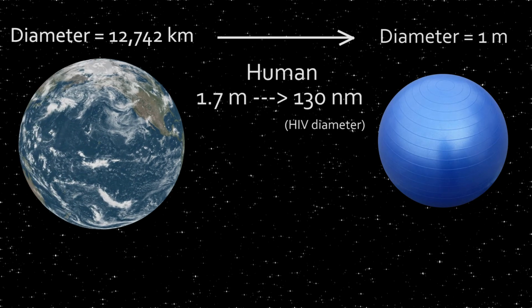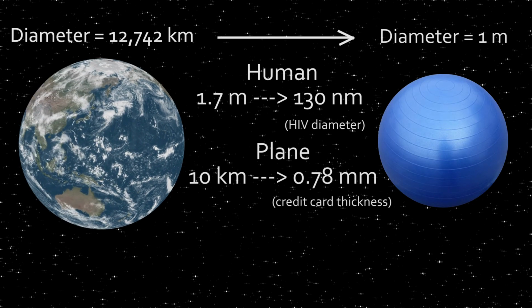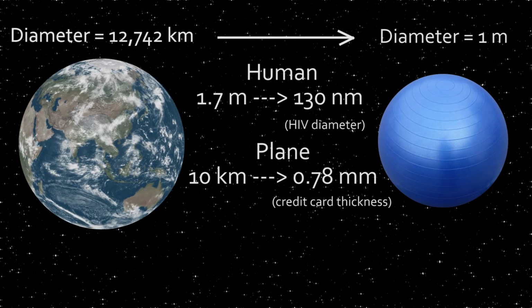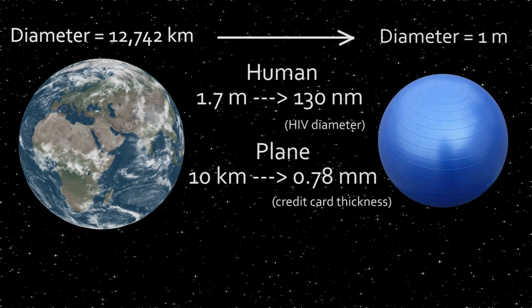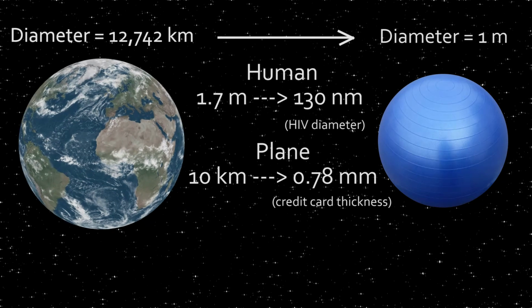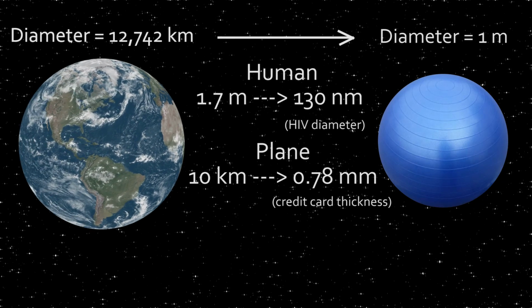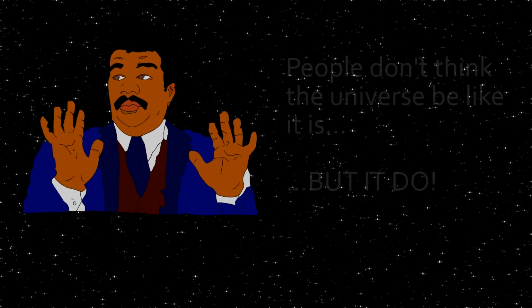If we consider a plane in our rescale analogy, the 10-kilometer height becomes 0.78 millimeters, so less than 1 millimeter away from the surface. Yes, that's how close to the surface everything happens, and why it's not so trivial to observe the curvature.